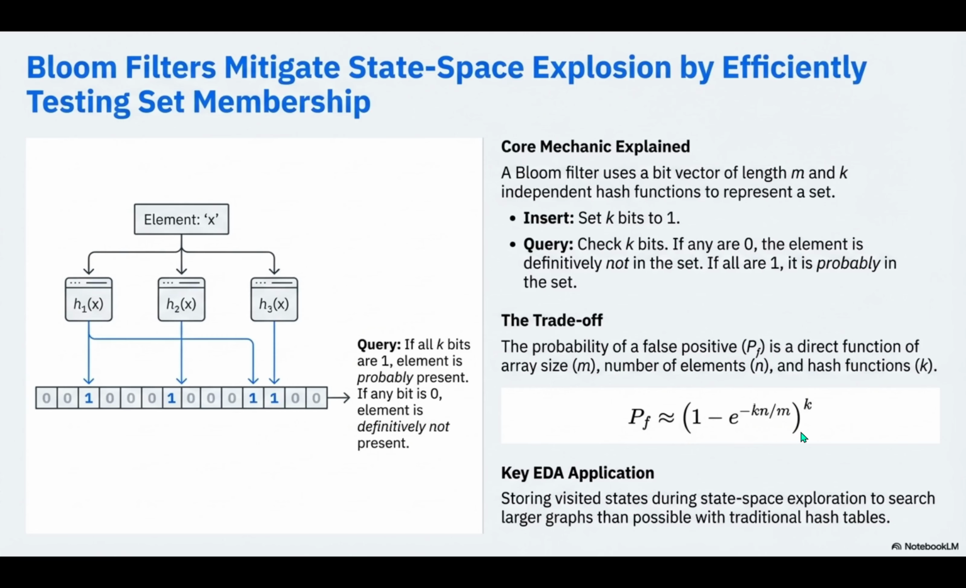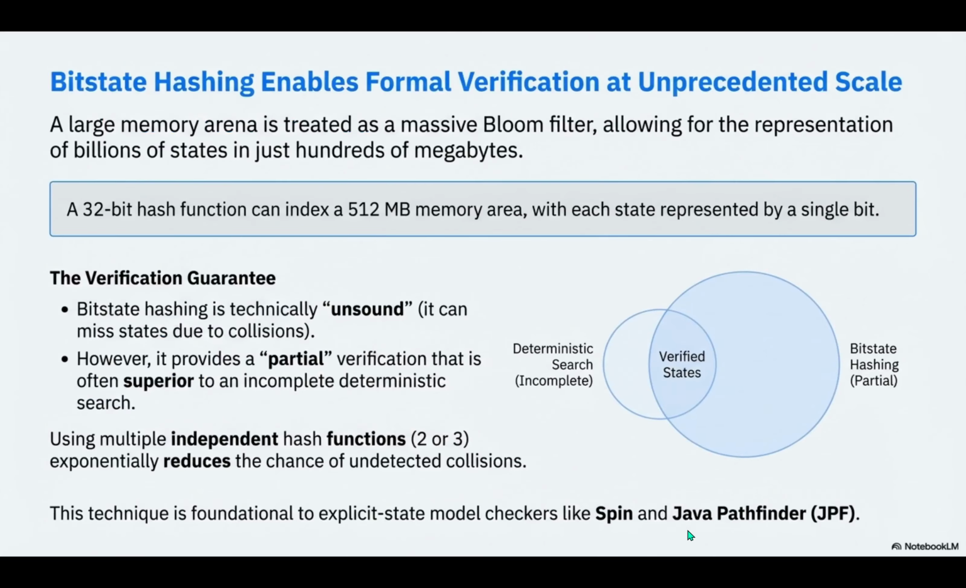But wait, hold on. If we're using this for formal verification, like with bit state hashing, and we're accepting these collisions to save memory, doesn't that make the whole verification technically unsound? Couldn't you miss a critical bug? That is the essential risk calculation. And yes, you're right, it is technically unsound. So why do it? Because here's the crucial insight. This so-called unsound verification is often superior to a complete deterministic search. How can that be? Because the deterministic approach runs out of memory so fast that it might only cover, say, 1% of the total state space. It's perfect, but for a tiny little corner of the problem.